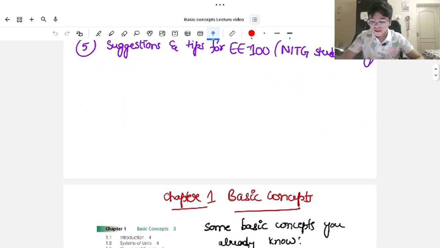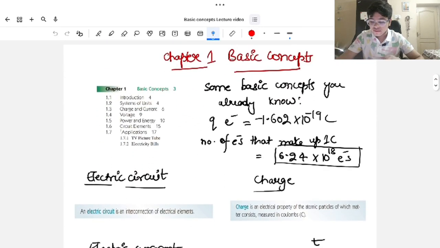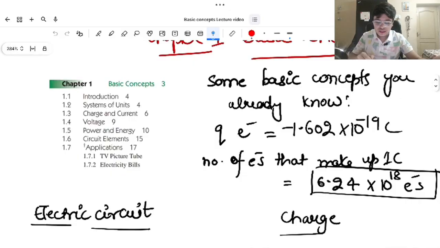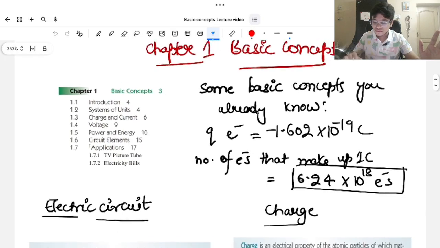Yeah. So today we're going to cover the lecture video for the first chapter, basic concepts. You can see here that there are different sections. This is directly a screenshot from the textbook by Sadiku, so I'm using that as the basis of my theory. Introduction, systems of units, and you can go through this.